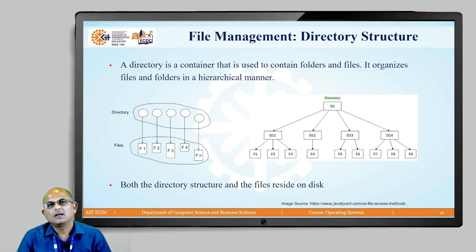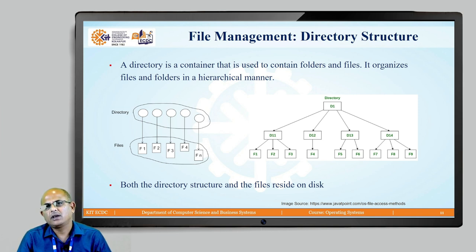Now let us understand the directory structure. On the left side and the right side of the diagram, you can see two directory structures. What is basically a directory? It's a container that is used to contain folders and files. A directory can contain multiple folders and files. Each folder can contain multiple files.